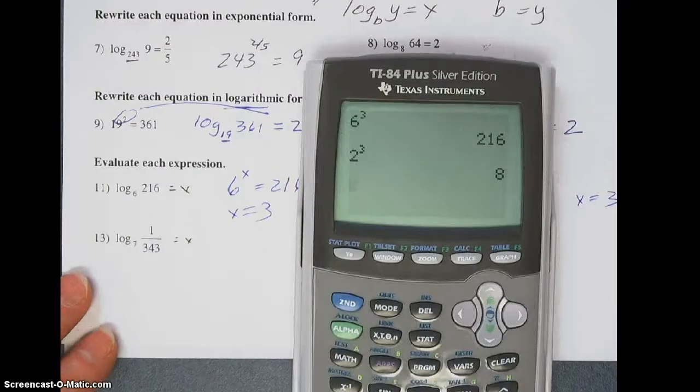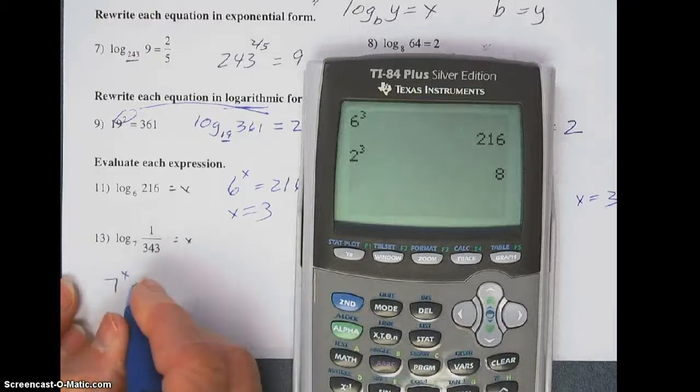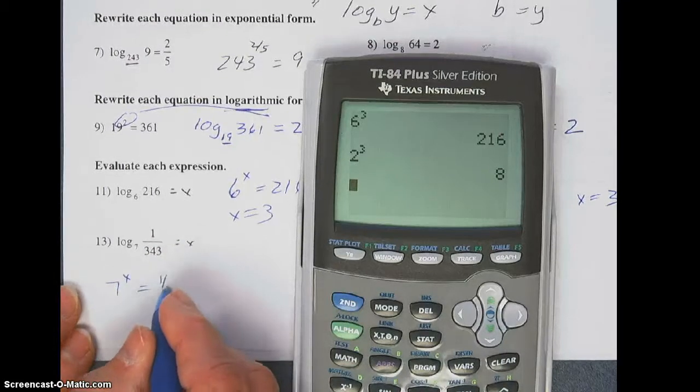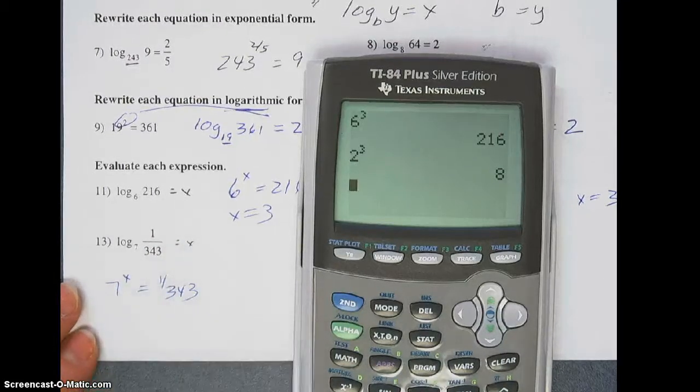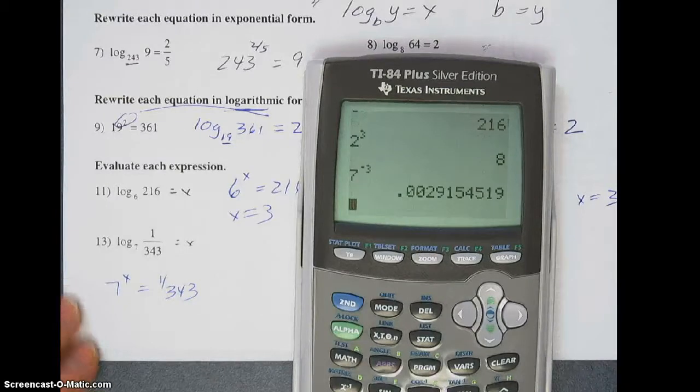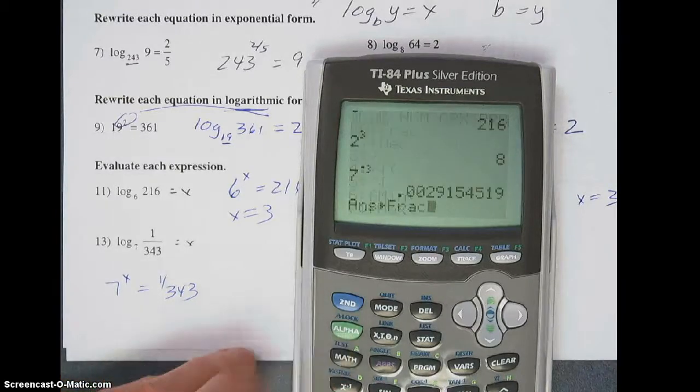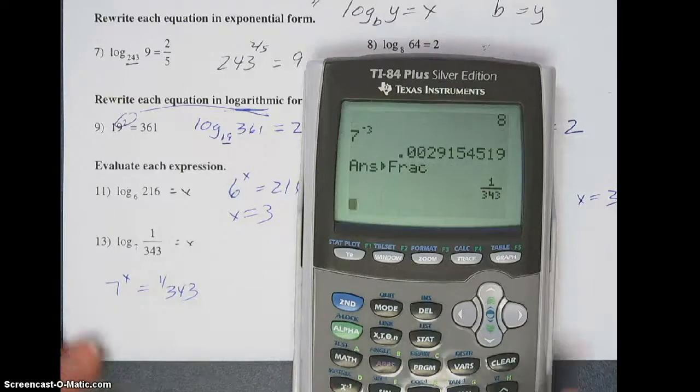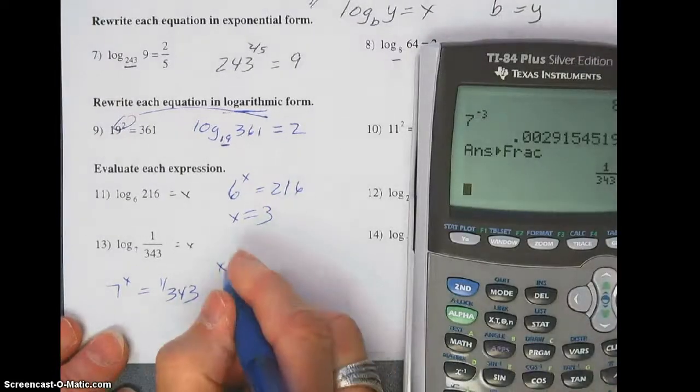7 raised to what power is 1 over 343? We know it's going to be a negative power because it's a fraction. And we have x equals negative 3.